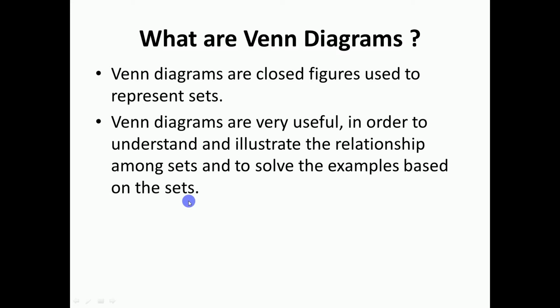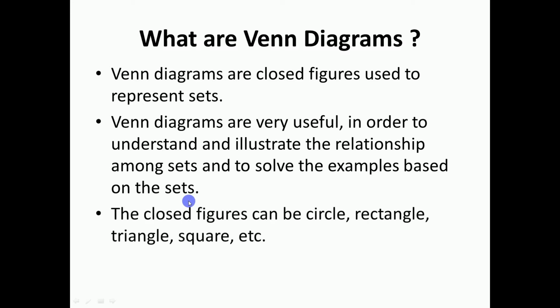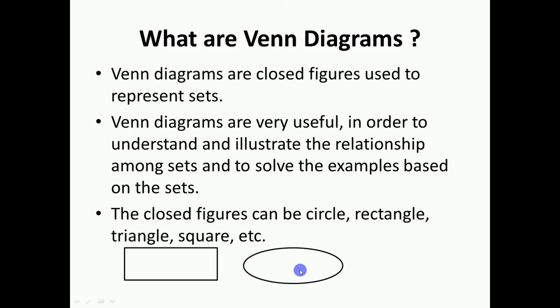Now these closed figures can be a circle, rectangle, triangle, square or any other closed figure. Just like this is a rectangle, another one is an oval, and this is a triangle. Just like this, in a closed figure you can represent your sets. Let us have a look at how to represent these sets using Venn diagrams.